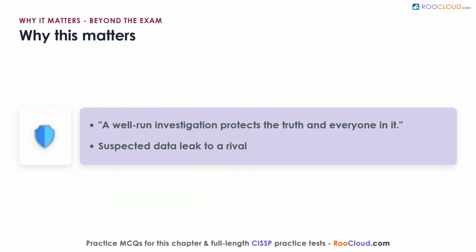Why does this matter beyond the exam? Because a well-run investigation protects both the truth and everyone involved. Imagine a logistics company that suspects an employee is leaking shipping data to a rival. If your team acts without a clear mandate, you risk overstepping, tipping off the suspect, or violating their rights. A disciplined process keeps the inquiry fair, defensible, and effective. That discipline is what turns suspicion into a solid conclusion.